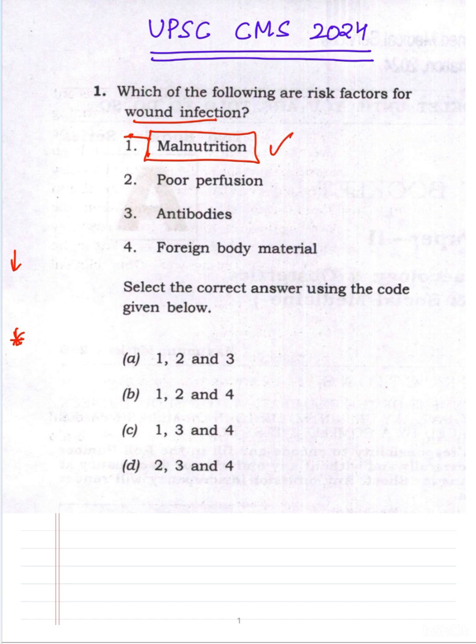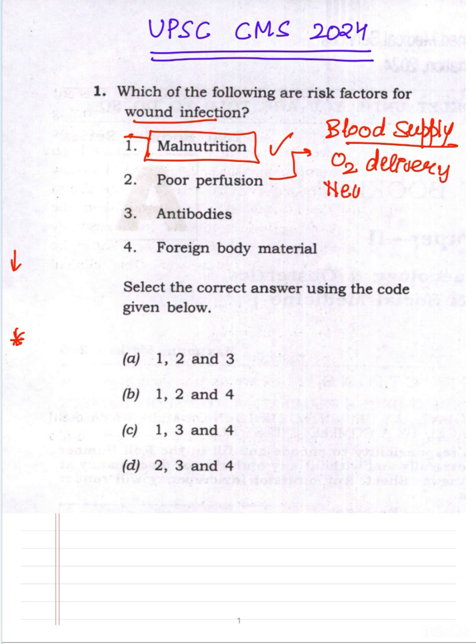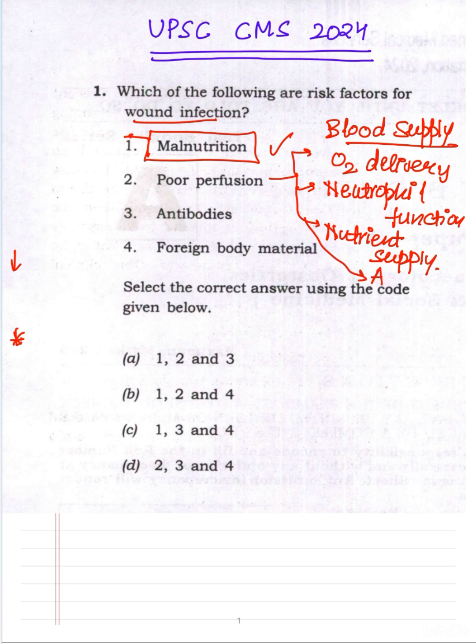If we see the second option, the poor perfusion. So adequate blood supply is essential. The blood supply is essential for oxygen delivery, neutrophil function, nutrient supply, and antibiotic penetration.